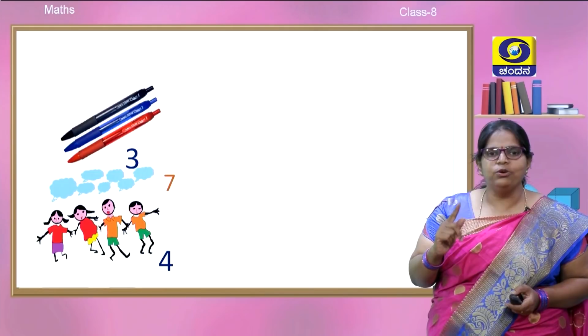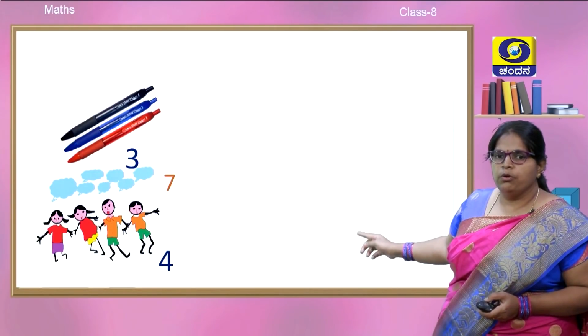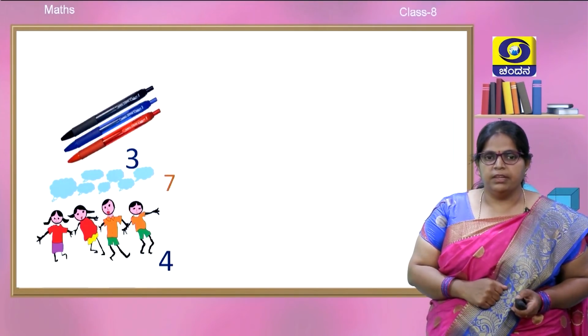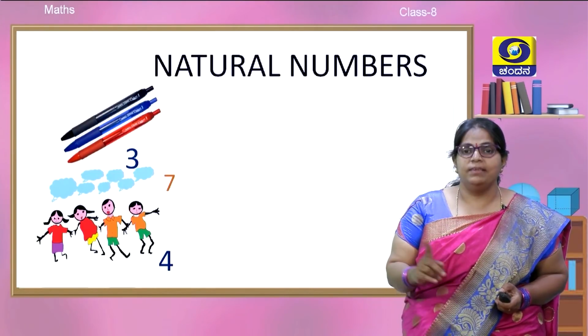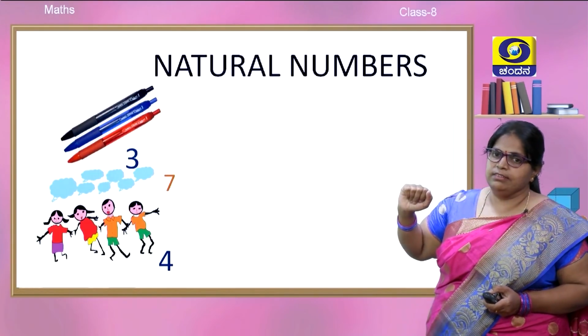Yes, you are right. You counted 1, 2, 3. 3 pens are there. You counted 1, 2, 3. 3 pens are there, isn't it? What do you call this counting numbers as? Yes, these are all called as natural numbers.